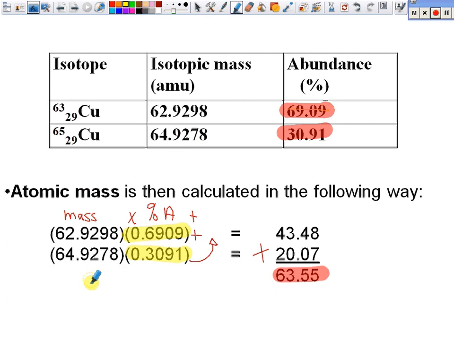I'm forewarning you, this is the most messed up part of people's problems. People forget to change their percents to decimals. They leave them as big numbers, and they come up with these crazy huge numbers. Because here's how they're going to ask it on the exam. They're going to say element X has this percent abundance for each isotope. What is element X?